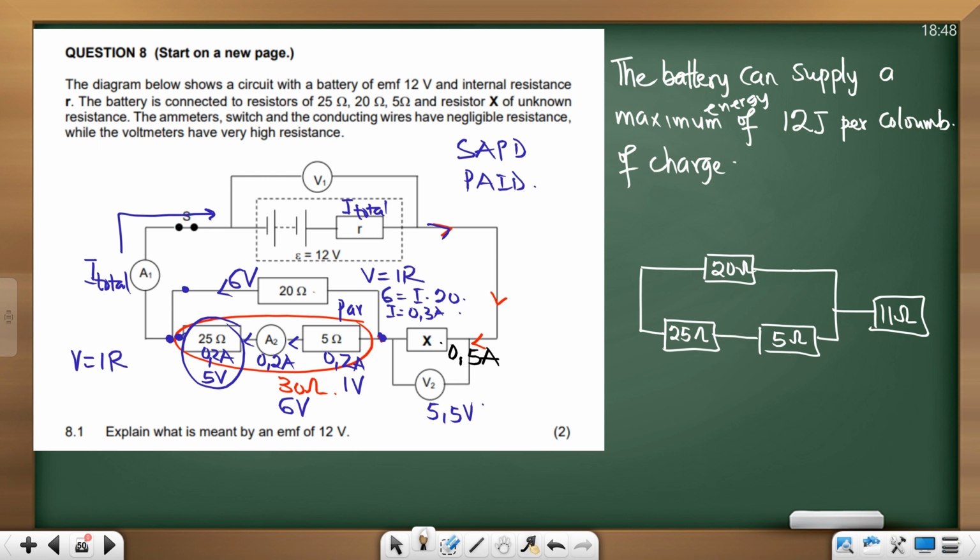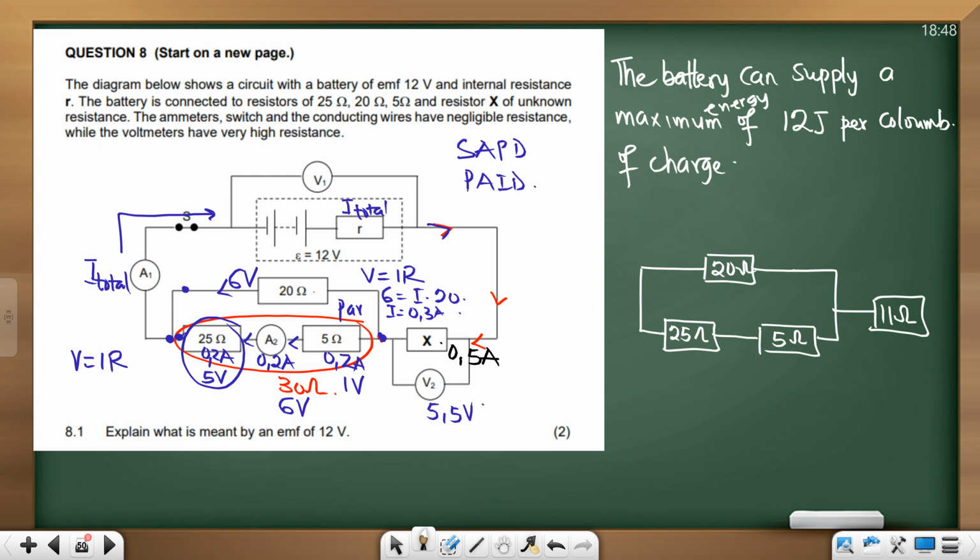23 ohms? 23. Okay. Can I move on? Are you sure? Because what would you have done? I have to first combine the 25 and 5 to give me what? 30. Then I would say those two are connected in what? Parallel. Product over sum. 20 times 30 over 20 plus 30, plus 11.